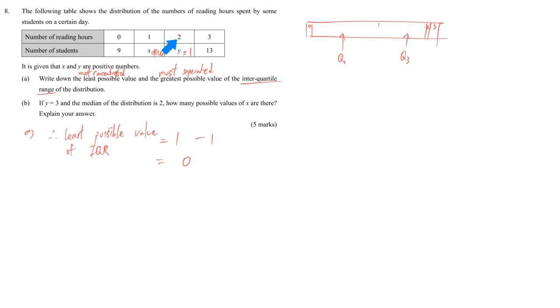Or you may assume that Y is a huge number compared with X. You will get the same result. 2 minus 2 gives you 0.